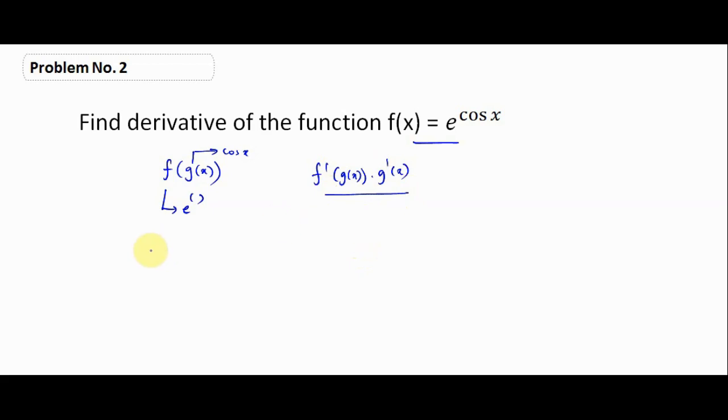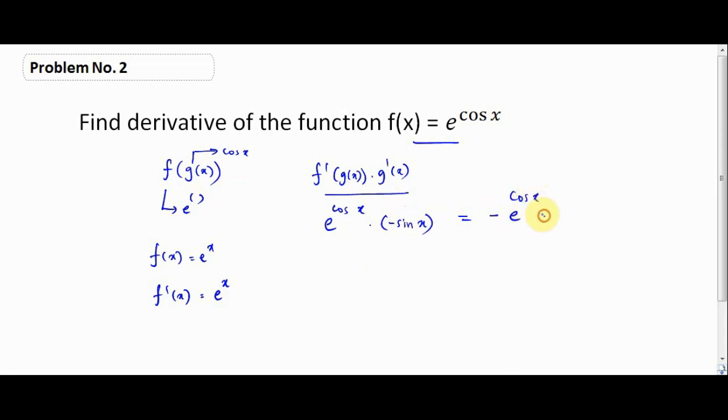Now we know that if f of x is equal to e raised to x, then f dash of x will be e raised to x itself. So when you find out f dash of g of x, we will get it as e raised to cos x itself. Then that into g dash of x. g dash of x is derivative of the function g. g is nothing but cos x, therefore derivative of cos x is minus sin x. So answer is minus of e raised to cos x into sin x.